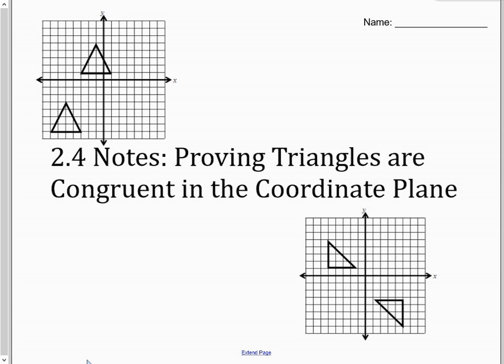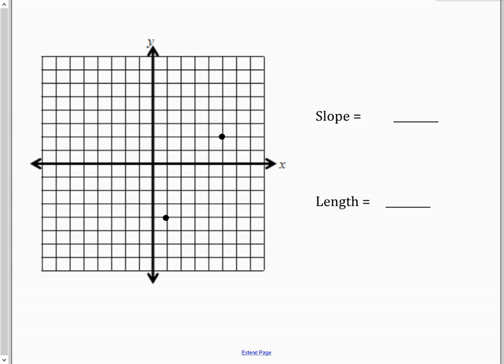Hello, today's lesson is about proving triangles congruent in a coordinate plane. So basically we are applying our concepts from Unit 1, midpoint, slope, and distance or length, and we are combining that with congruent triangles. So to the next page.